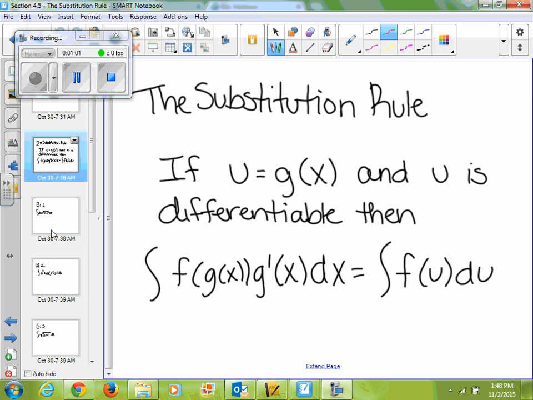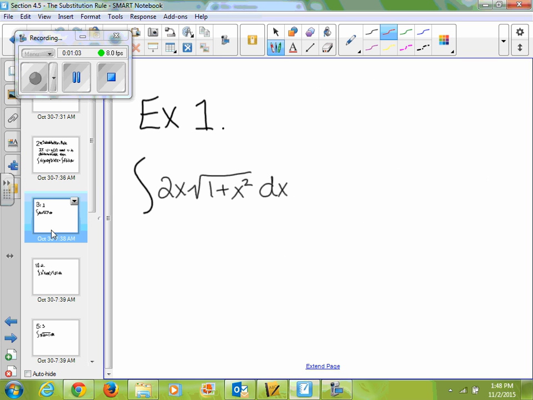Okay, so let's look at actually putting u to use. If I look at example 1, I'm given the integral of 2x times the square root of 1 plus x squared dx. Because this is a complicated equation, we normally would not be able to differentiate it or integrate it based on how it is now. So that's why we use u to try to simplify it. So I'm going to let u equal 1 plus x squared.